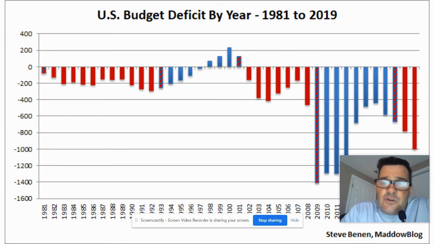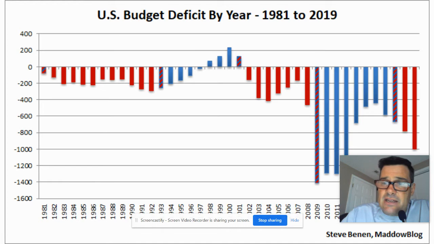The only years where the government spent less money than it took in were in the late 1990s, early 2000s. And that was with a Democrat president, Bill Clinton, and a Republican Congress. That's it. So the Republican Congress was pretty conservative, and President Clinton signed the budgets.